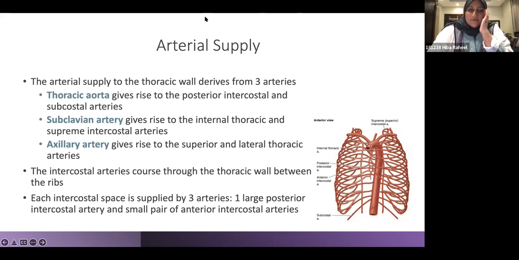Okay, so I have questions. Okay, can I repeat this part? What part do you guys want me to repeat? Yes, motor branches are for myotomes and sensory branches go to dermatomes. Yes. What part do you want me to repeat? Do you want me to repeat the arteries itself?